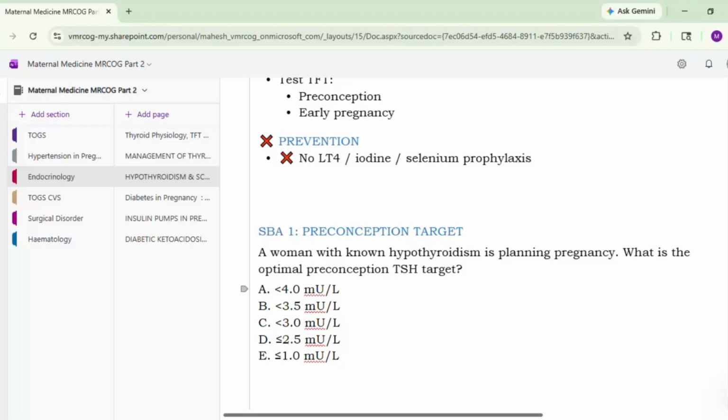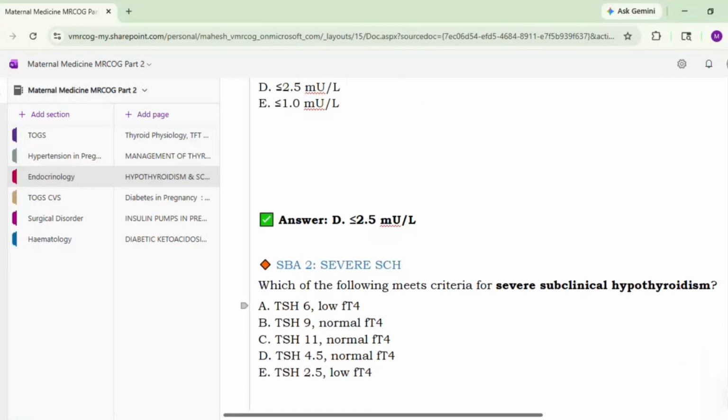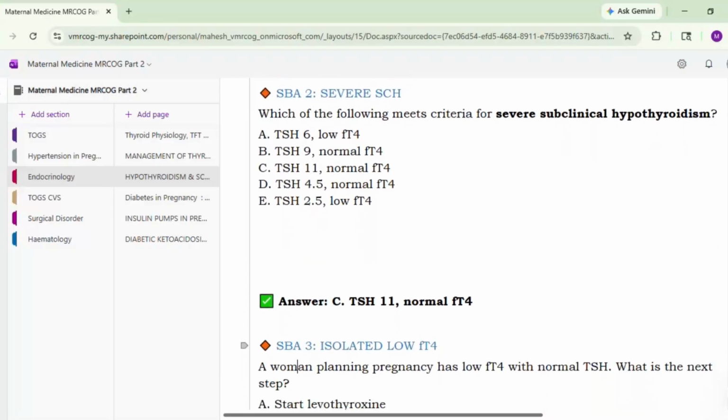A woman with known hypothyroidism is planning pregnancy. What is the optimal preconception TSH target? It is D, less than or equal to 2.5 milliunits per liter. Correct. So the preconception target is less than or equal to 2.5 milliunits per liter. Next, which of the following meets the criteria for severe subclinical hypothyroidism? It is C, TSH 11 with normal free T4. Correct, more than 10. TSH 11 and normal FT4.